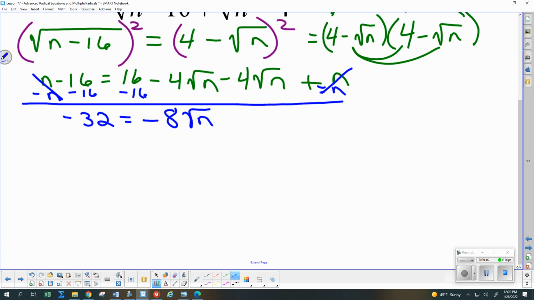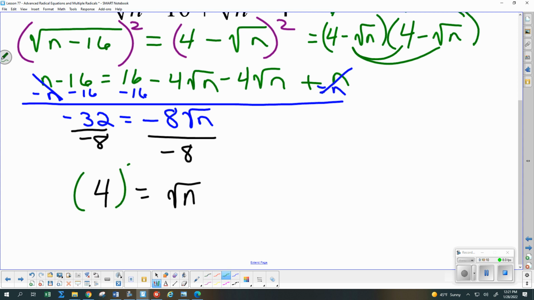Okay, now it's pretty much like what we've done before. We have 1 square root in there, and we want to get that square root equals. So we're going to divide both sides by the negative 8 to make this right-hand side just root n. What is negative 32 divided by negative 8, everybody? It is positive 4. What do I do now, everyone? Square both sides, and n is 16. But we're going to have to do a check on that.